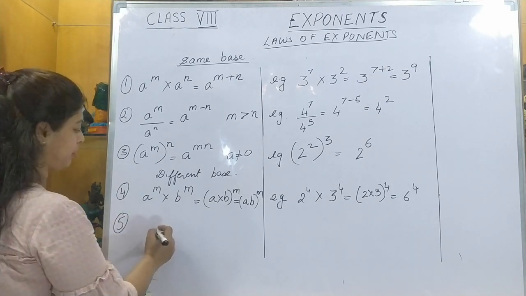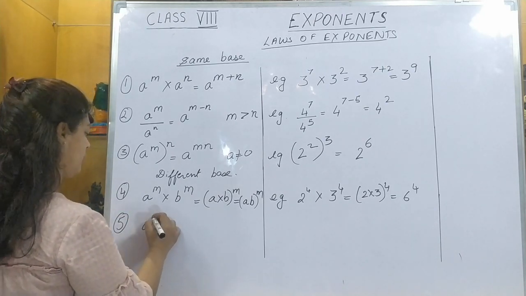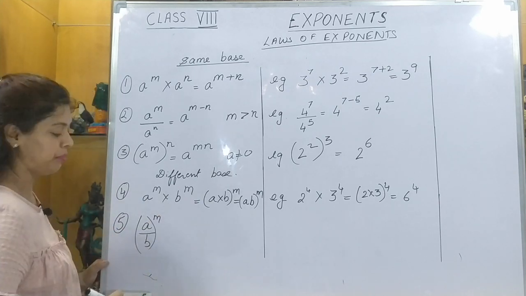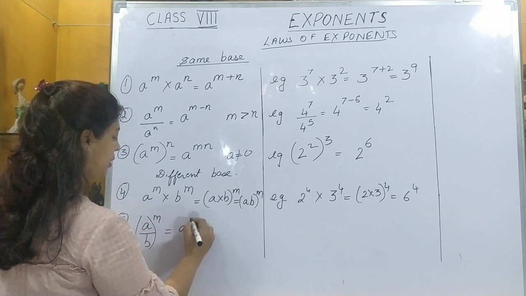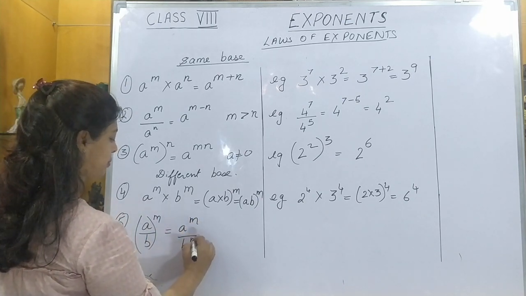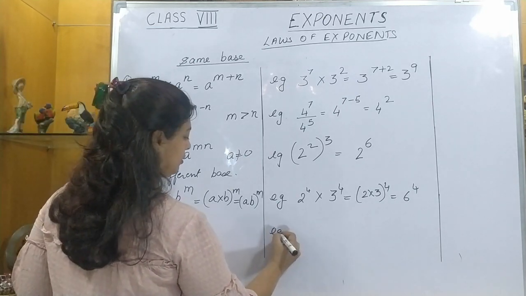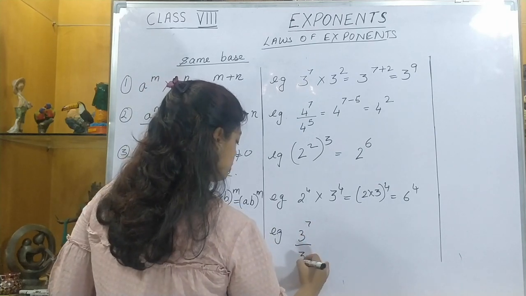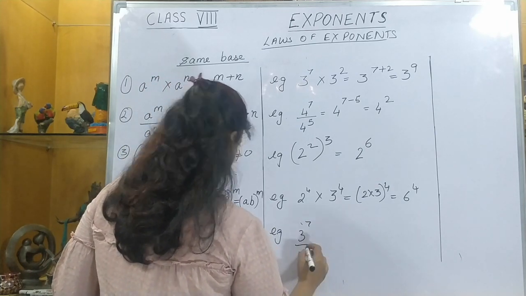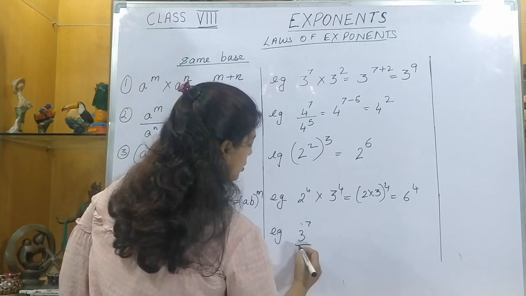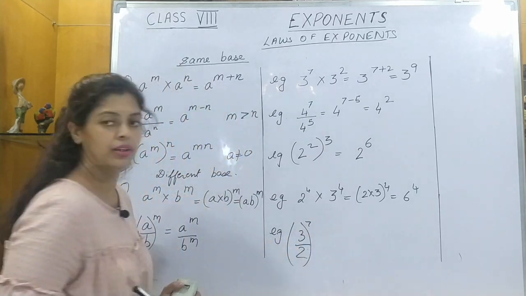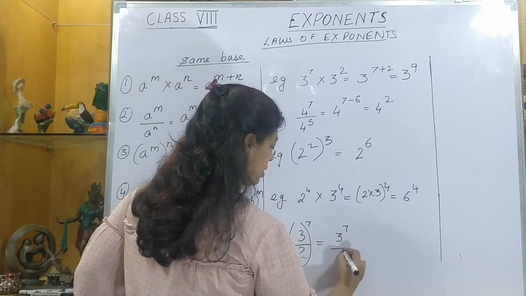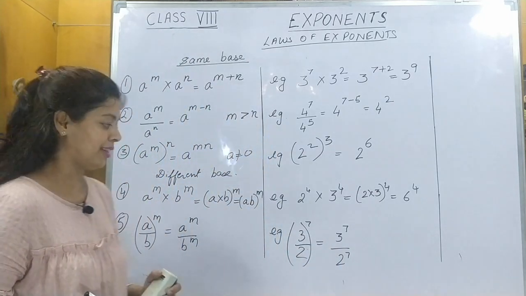Again another law with different bases. a upon b, the whole raised to the power of m, can be written as a raised to the power of m divided by b raised to the power of m. For example, I have 3 upon 2, the whole raised to the power of 7, which can be written as 3 raised to the power of 7 upon 2 raised to the power of 7.